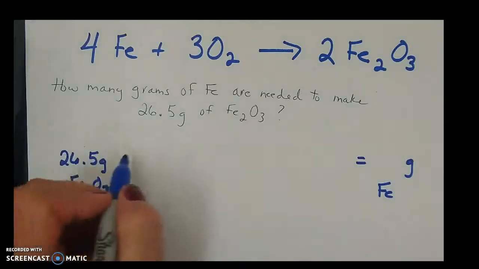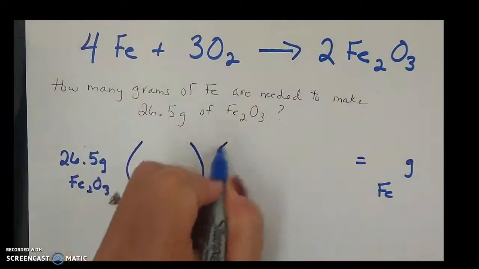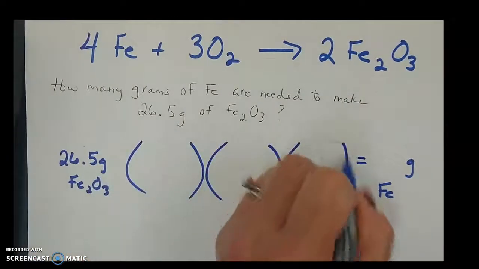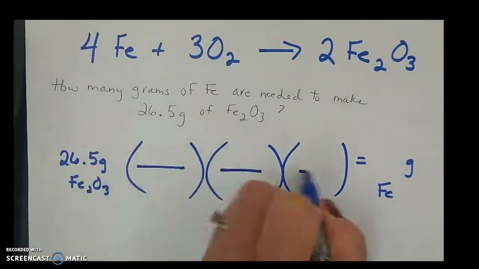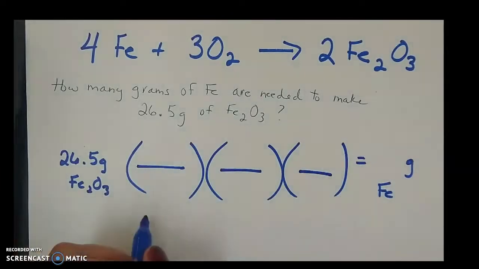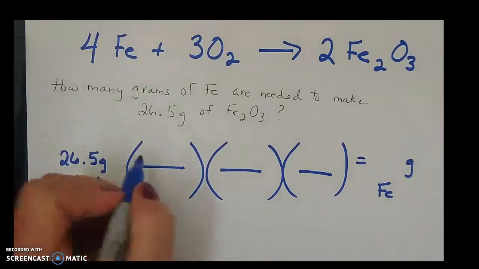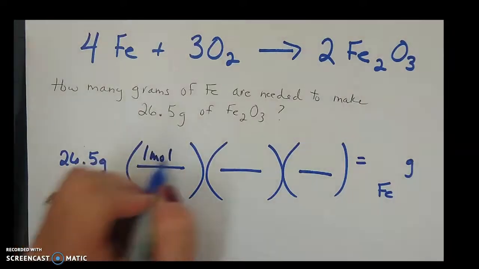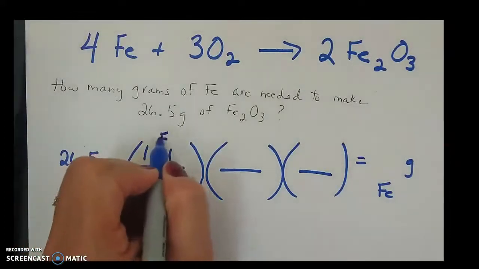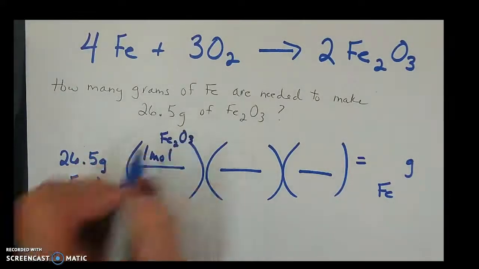Grams to grams calculations are 3-part problems. So go ahead and write 3 sets of parentheses and leave you some room. You're going to be writing inside of those parentheses. The first thing you want to do is to convert the grams of iron 3 oxide into moles. So 1 mole of iron 3 oxide. You got to figure out how many grams that would be.